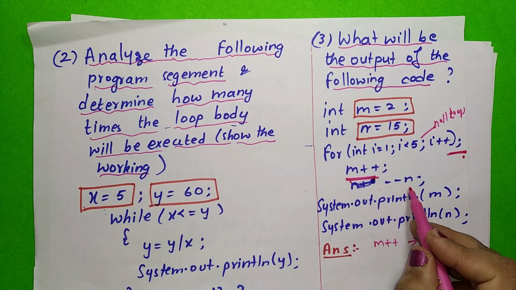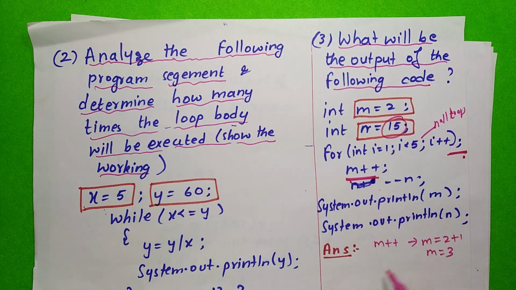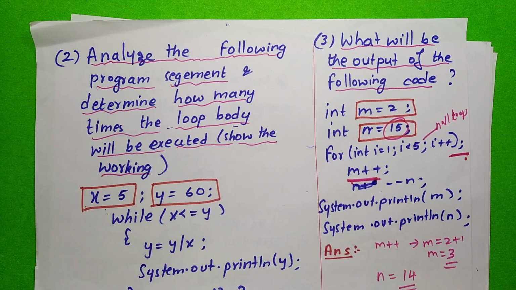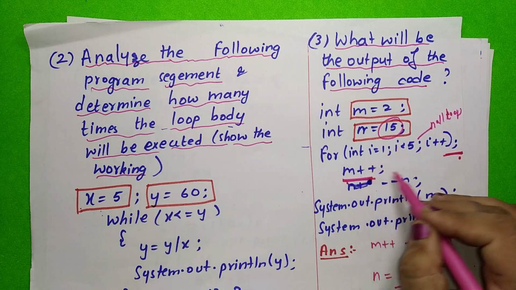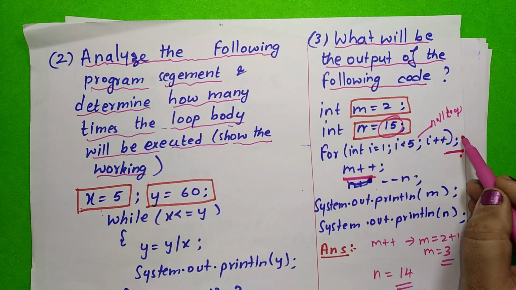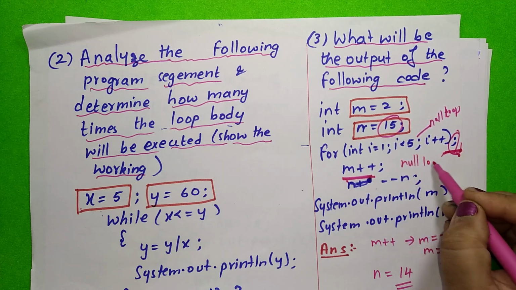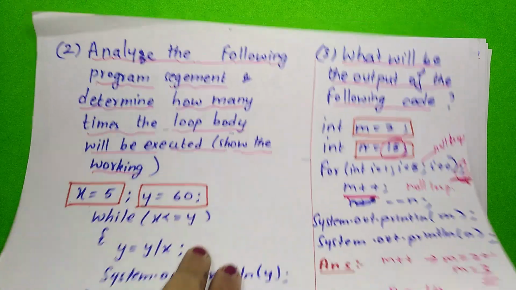And here you have minus minus n. It's a prefix operator. Here the value of n is 15. So the value of n will be how much? It will be 14. So this is the answer. So you should not go and do any of the working here, because there is a semicolon. The semicolon is there means it is a null loop. So you should be very observant in your paper and do it carefully.